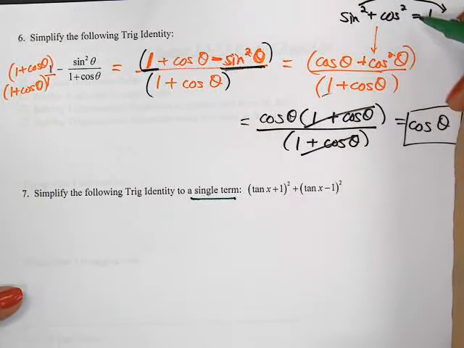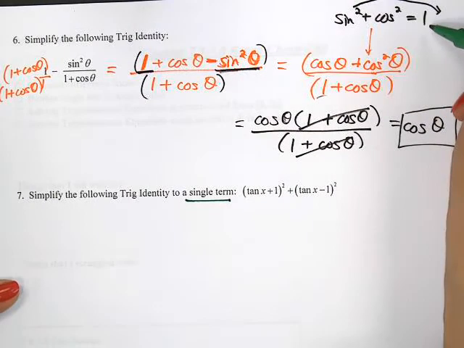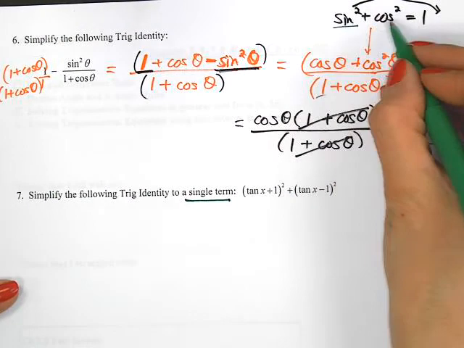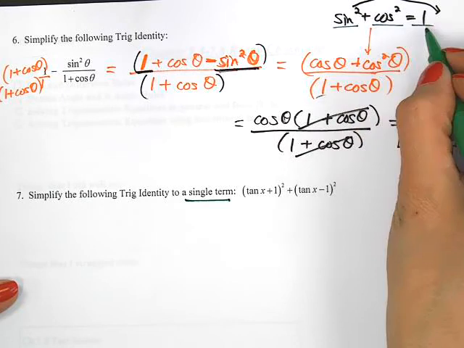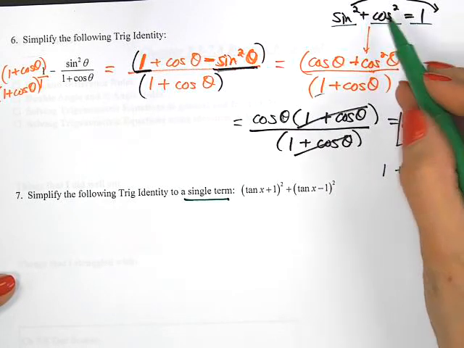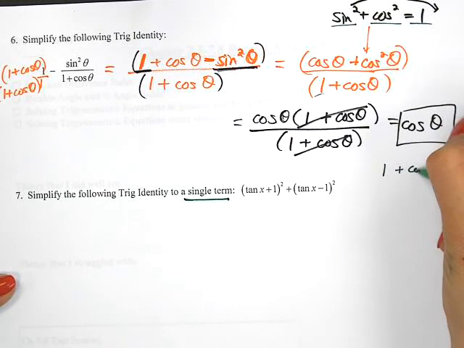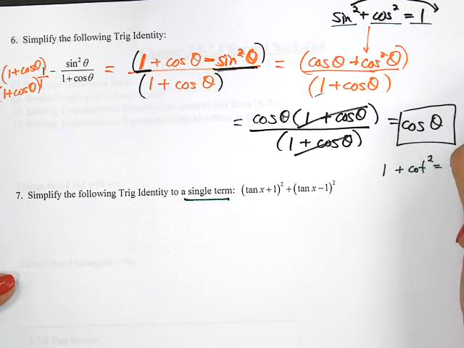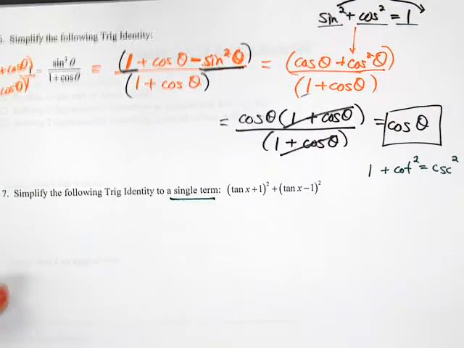Let's see, remember how to make the other Pythagorean identities? If I divide all the terms by sine squared, that would be 1 plus cotangent squared, that's cosecant squared. Oh, I don't think that's the one that's going to help me at all.